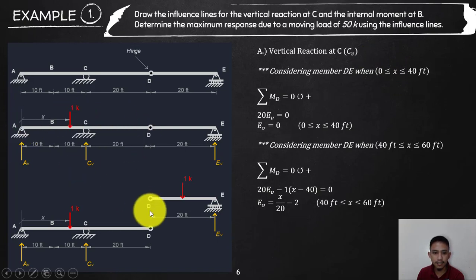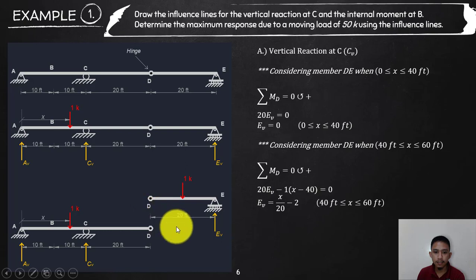If that's the case, your one kip is not yet there. Let's focus on member DE. When x is still from 0 to 40, your one kip is not within member DE, because we are considering x from 0 to 40, so it is still on the left side. Since we will be detaching this one, we take a moment at D. If you detach, we will be exposing a vertical shear. There will be no internal moment, but there will be a shear.